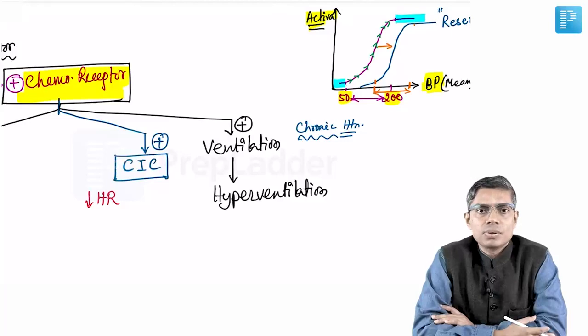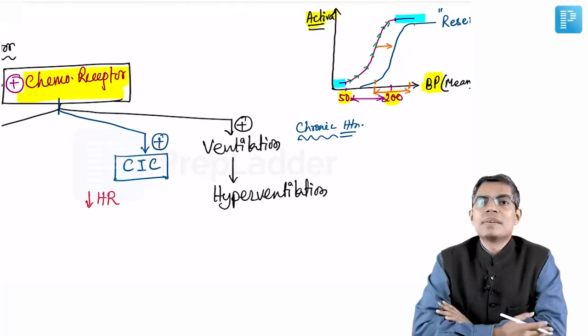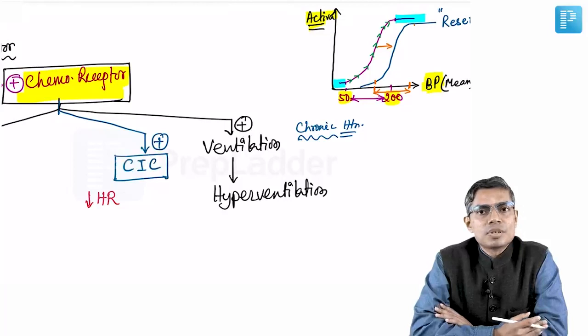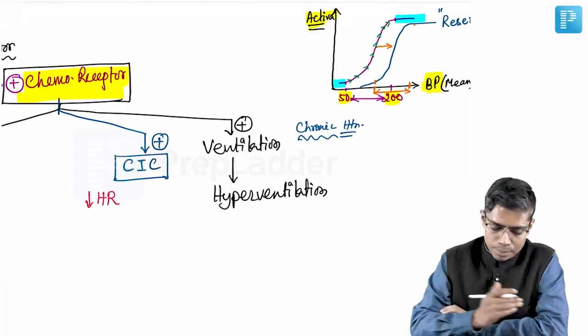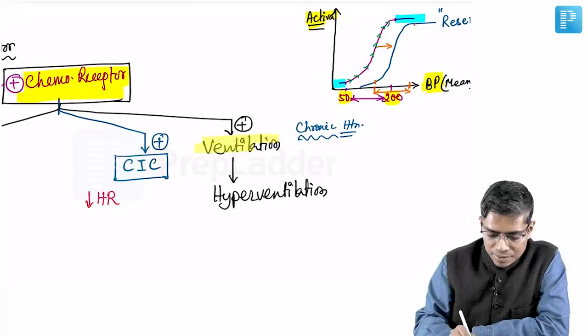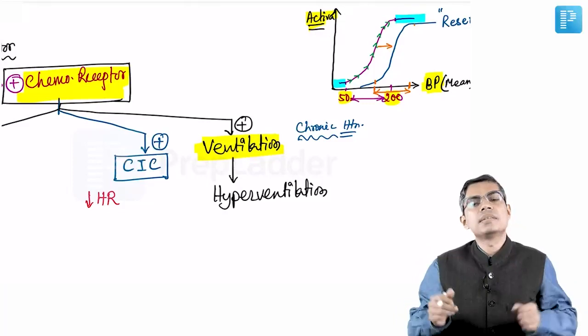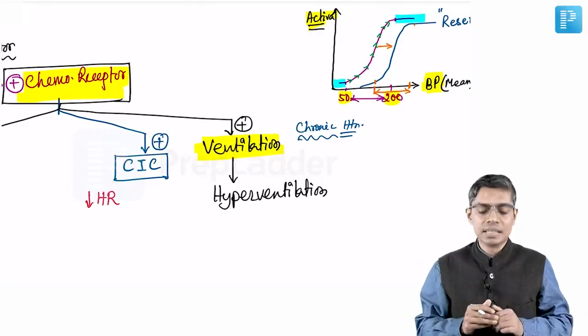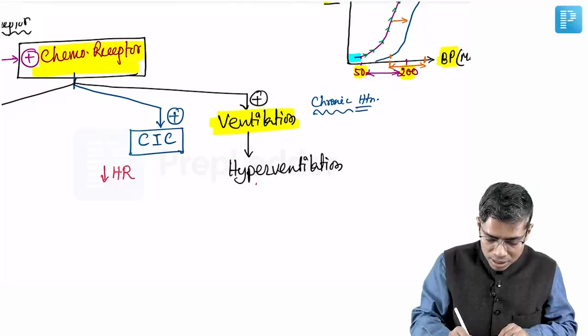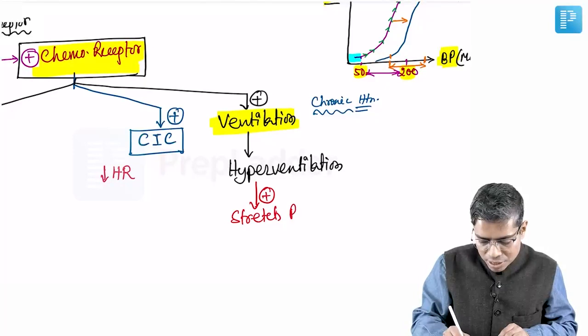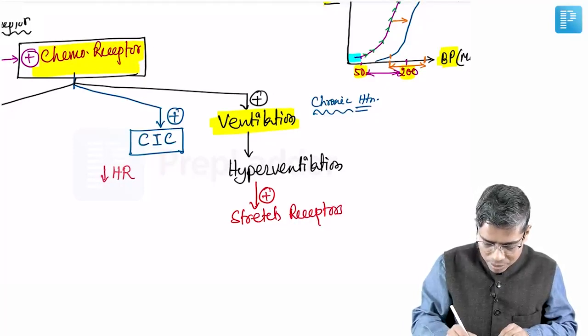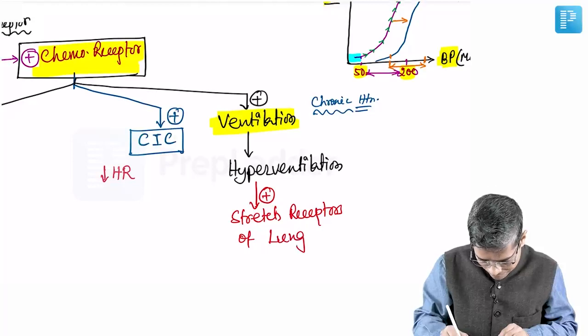Okay, that's why if the person is suffering from hypoxia, what will happen? The person will start hyperventilating. So that is the main effect of chemoreceptor stimulation, because chemoreceptor is stimulated by hypoxia, right? But whenever there is hyperventilation, the lung is expanding and recoiling at a high level. Hyperventilation causes stimulation of stretch receptors of the lung, right?